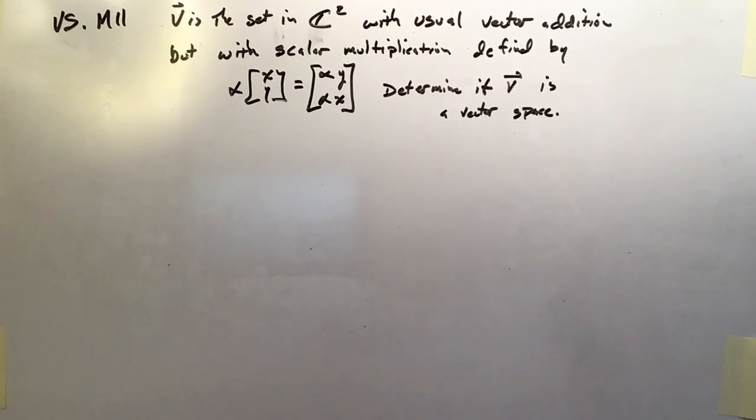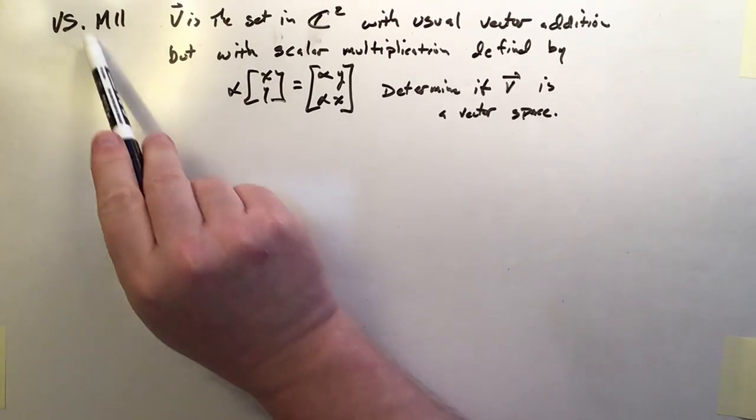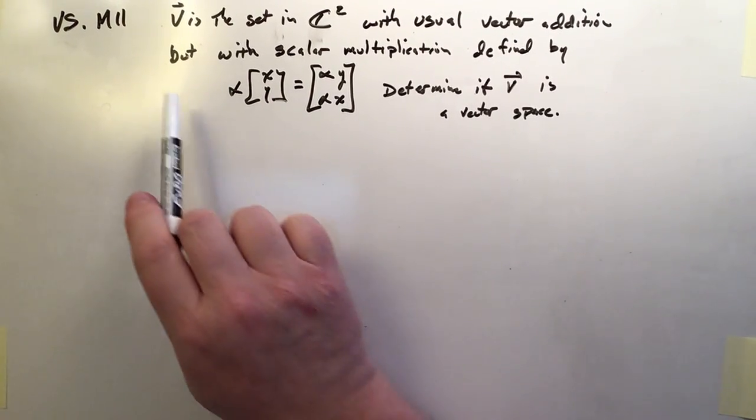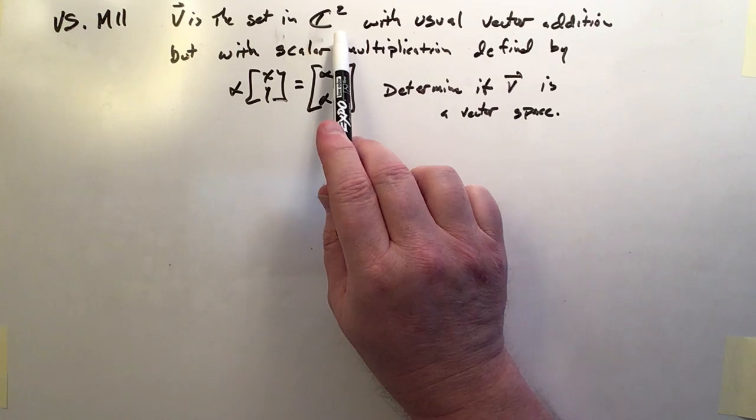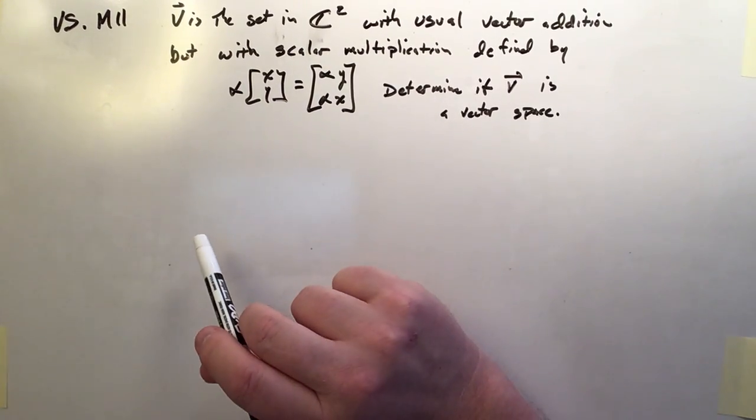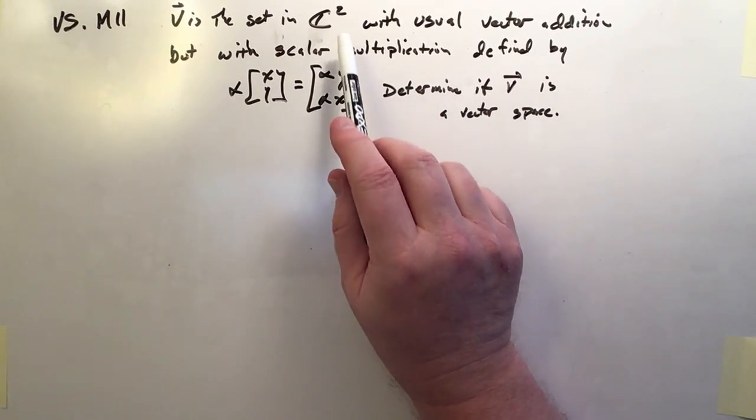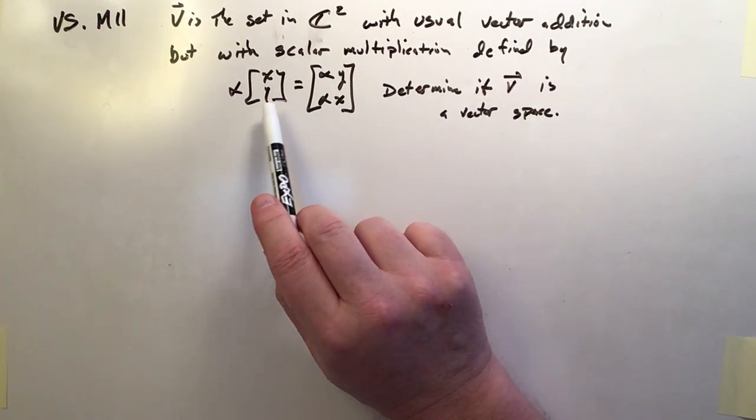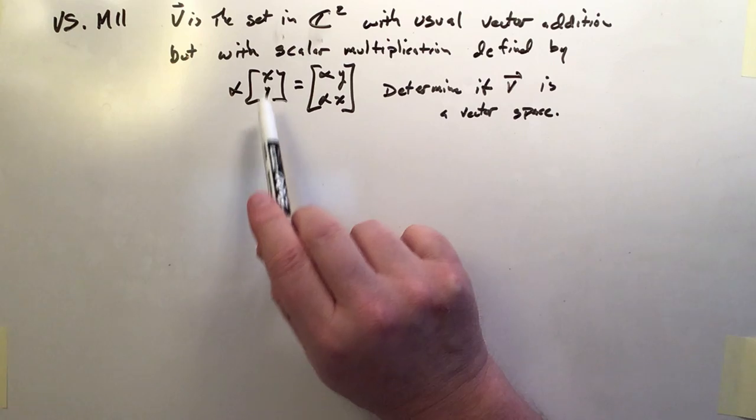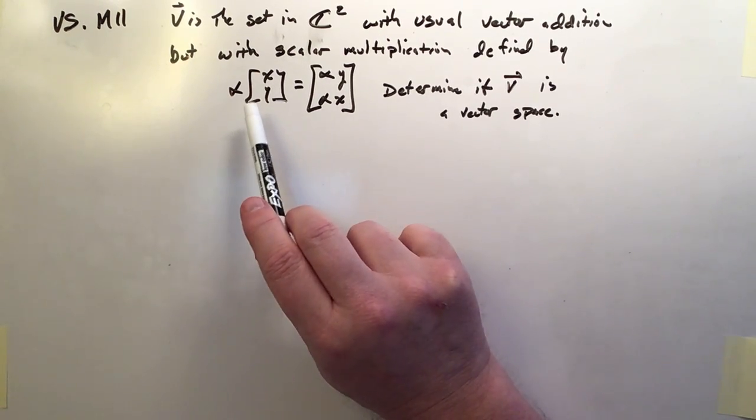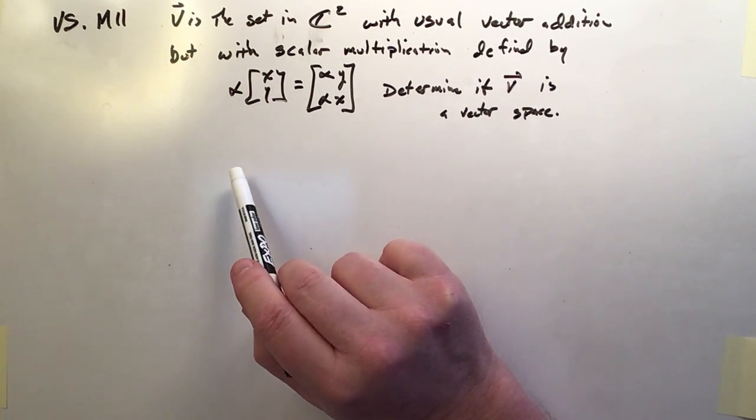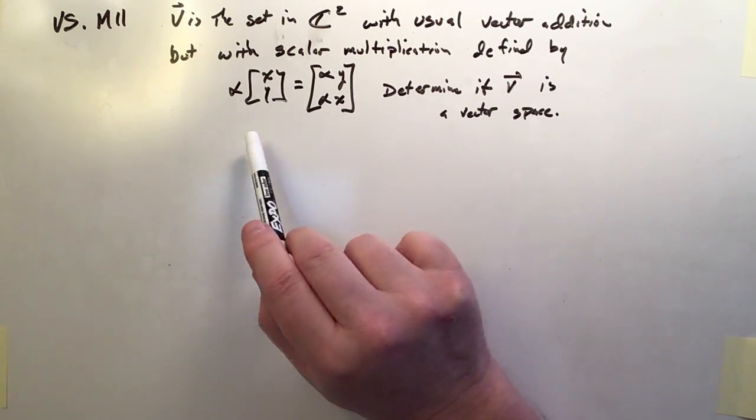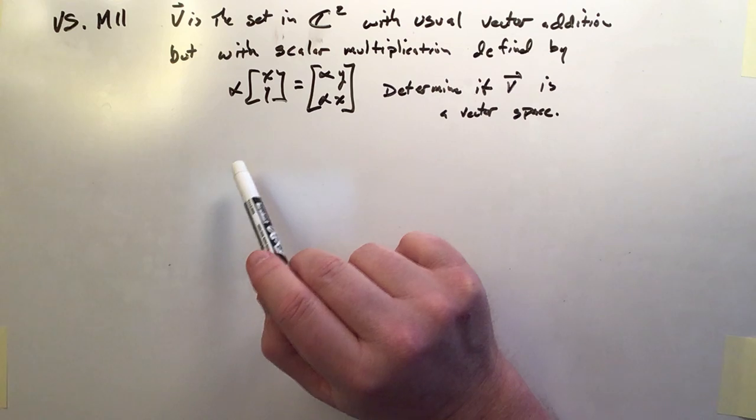Okay, this is sample problem vector space M11, and basically it comes down to this. V is in the set of two-dimensional column vectors from the complex numbers with the usual vector addition. In other words, if we add the elements of V, X and Y, then we just follow the ordinary method of vector addition. We add elements horizontally in the right positions.